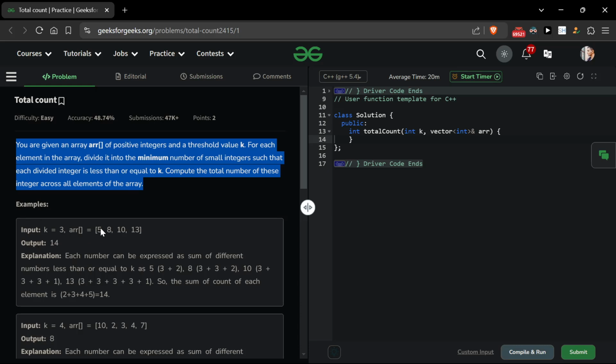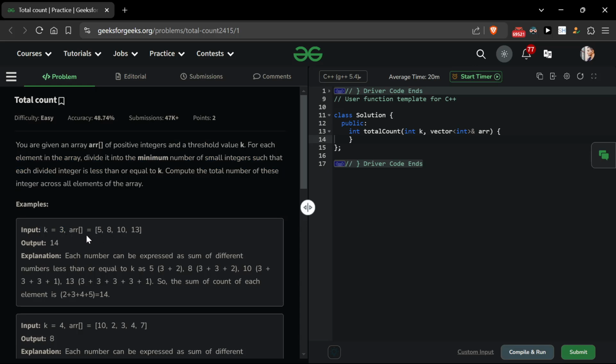What it says is we have an element k and an array. We need to divide the element till it is not divisible, and if there is a remainder we need to consider it. So for this, if we divide 5 by 3, we have a remainder 2. So we will just stop there. We cannot divide it further. So we have two steps here.